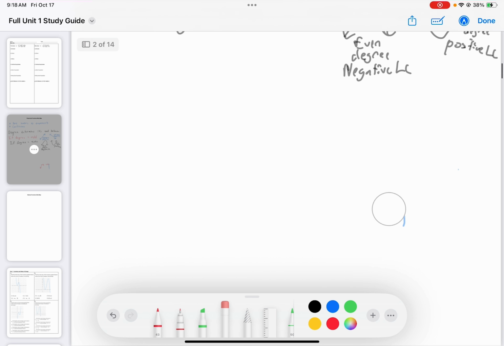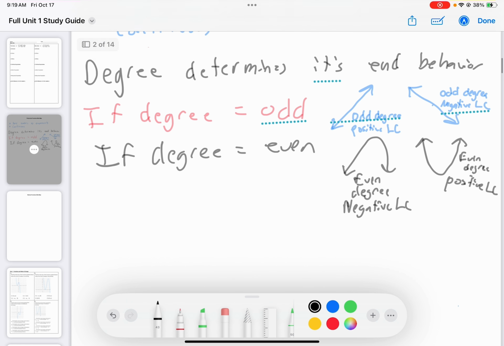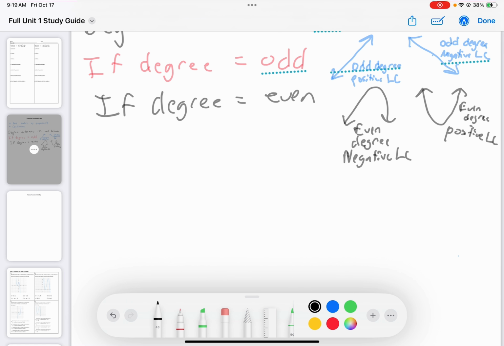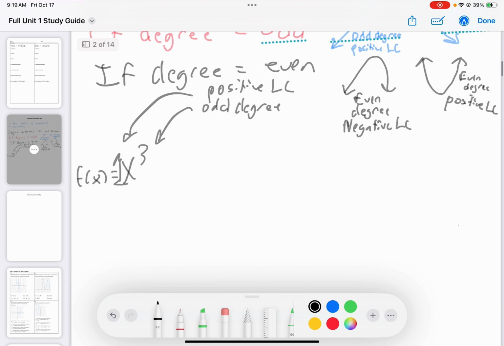Well, you should be able to discuss these degrees and their end behaviors using limit notation. So let's say I have x to the third. Let's just take a simple function, f of x equals x to the third. Well, this has an odd degree, and there's a positive 1 right here. So odd degree and a positive leading coefficient. So that end behavior is going to look like this.